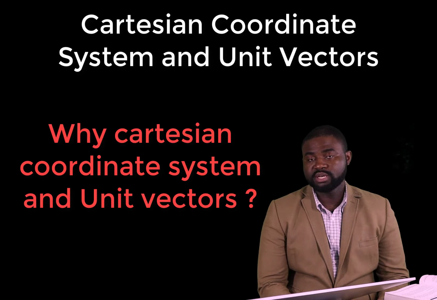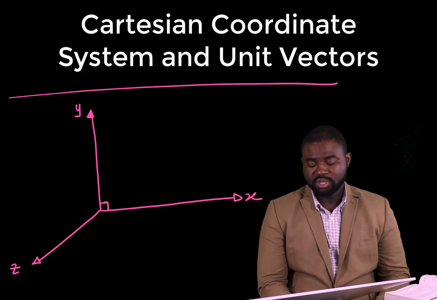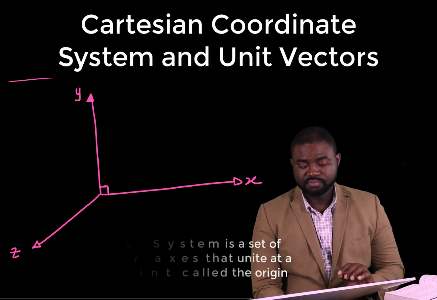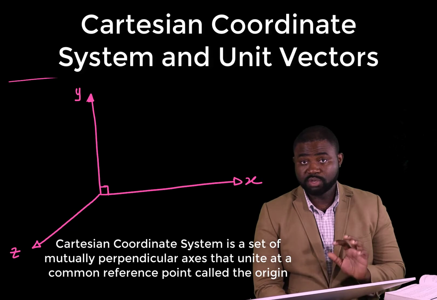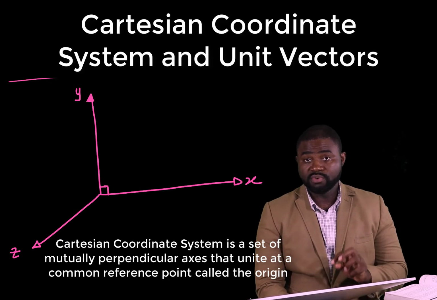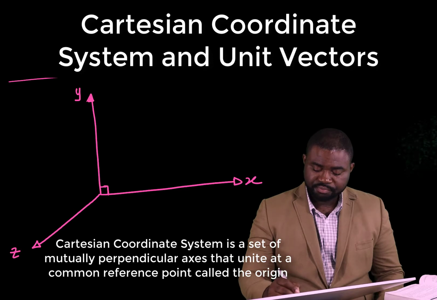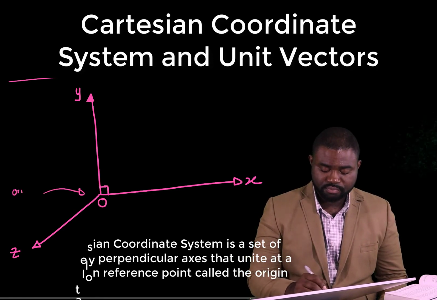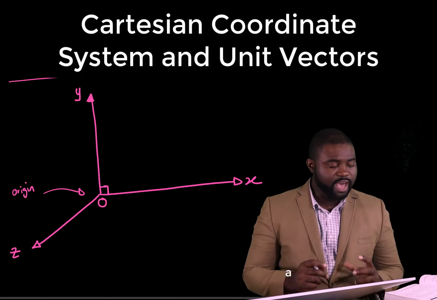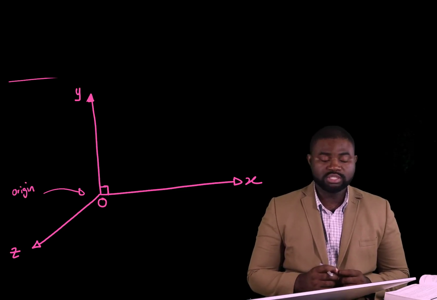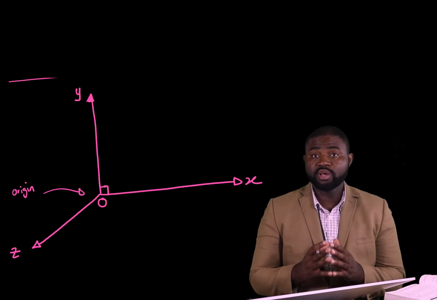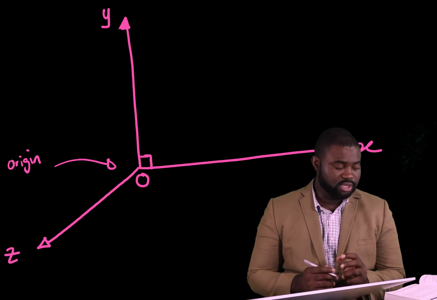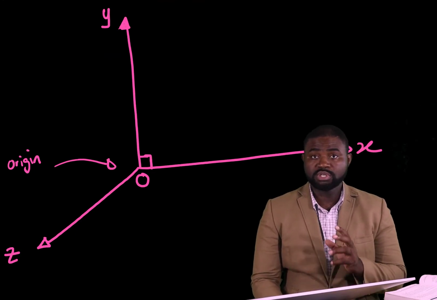But what really is a Cartesian coordinate system? As represented before us, a Cartesian coordinate system is a set of mutually perpendicular axes with a common reference point called the origin. So this right here is our origin. Every Cartesian coordinate system consists of 4 important elements.